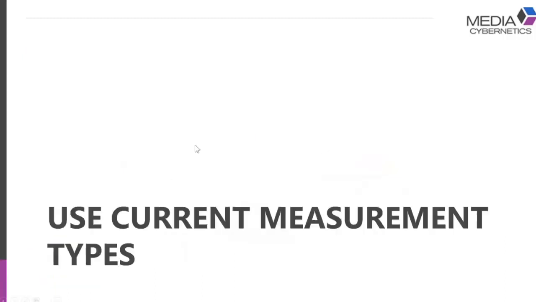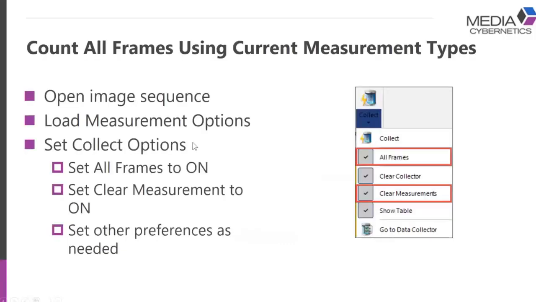All right. So how do we use the current measurement types or the current measurement parameters that you want to collect? I'm going to talk through this first, and then I'm going to do a live demo. So same workflow that you always do. Here I'm going to open or create an image sequence, load my measurement options, and set my preferences. In this case, I want to count all the frames in the sequence.